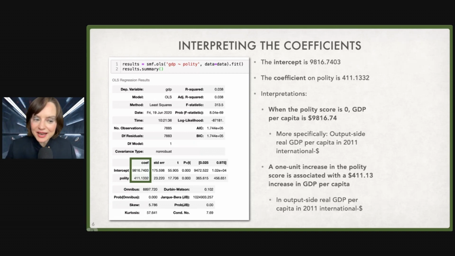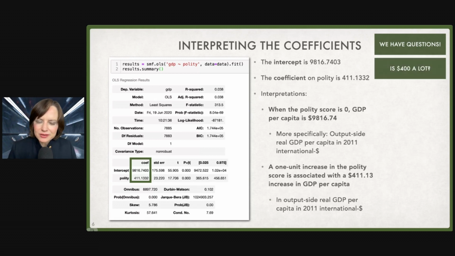Again, just because you can do it doesn't mean you should. Regression is so powerful and it is so widely misused. I truly am using a bad example on purpose. I'll post a good example. So, okay. So what have we learned? Well, we have questions. So is $400 a lot of money?